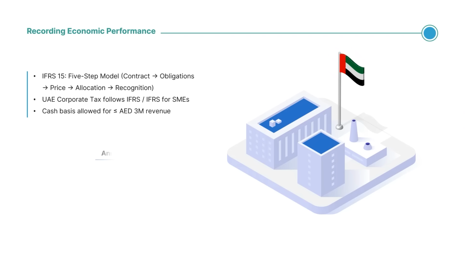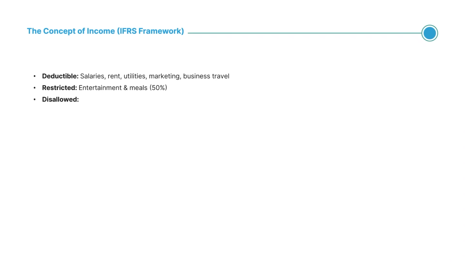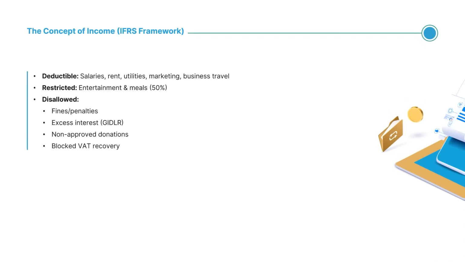Small businesses with annual revenues under 3 million dirhams can opt for the cash basis, recognizing revenue only when cash is received, rather than when it's earned. Now let's turn to expenses. To qualify as deductible in the UAE, expenses must be wholly and exclusively for business purposes.